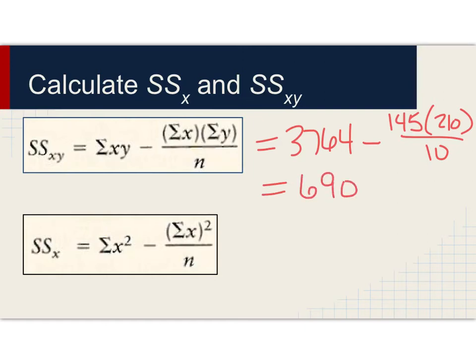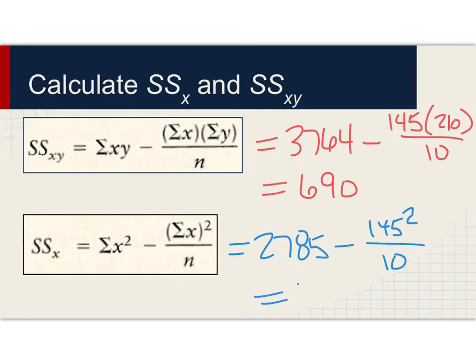690. For SSX, the summation of the x squareds was 2,785, and we'll subtract from that the summation of the x's, 145, squared, make sure you square this, over the sample size of 10, and this gives us a value for SSX of 682.5.